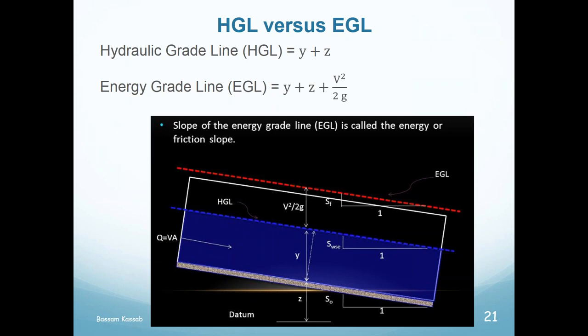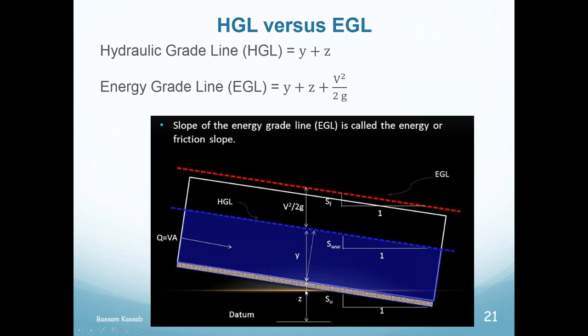So HGL is known as the hydraulic grade line, and this is a concept in hydraulics, whether in pipe flow or open channel flow. Here in open channel flow, it refers to the depth of water in the channel, Y, plus the elevation of the thalweg, the bottommost point of the channel, relative to a certain datum. The datum could be a datum you specify, or it could be mean sea level, or it could be NAVD 88, or whatever datum you decide to use.